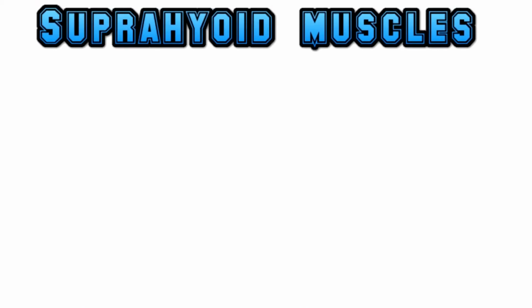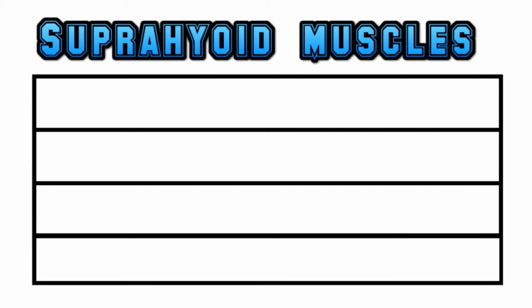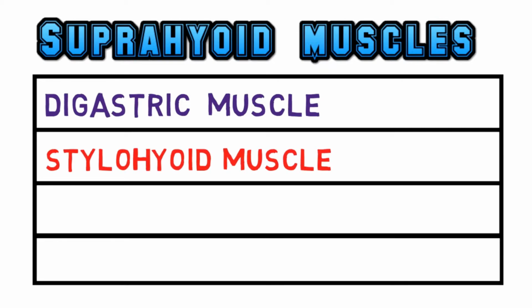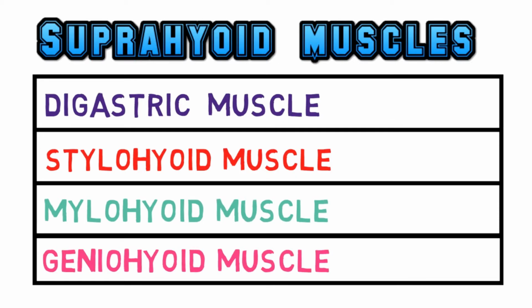Next group of muscles come under the category of suprahyoid muscles. There are 4 muscles present in the group, that are digastric muscle, stylohyoid muscle, mylohyoid muscle, and the geniohyoid muscle. Let's discuss each of these muscles separately.